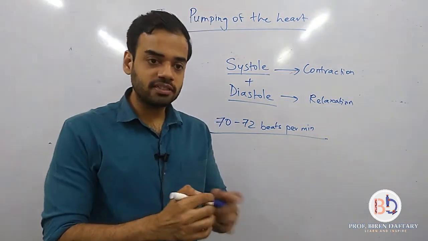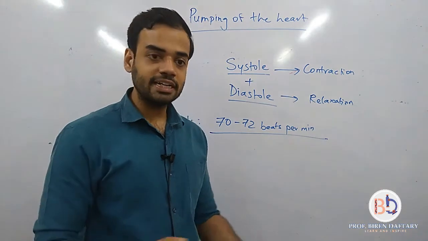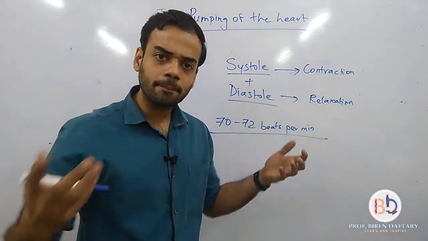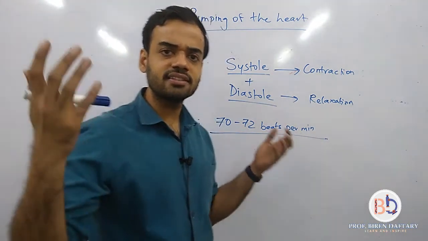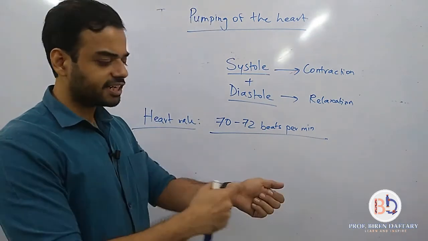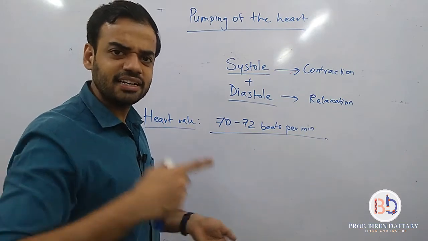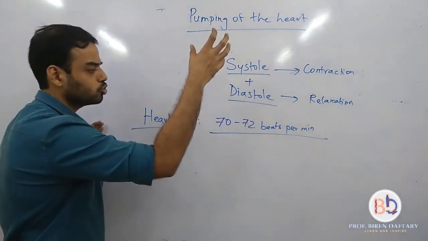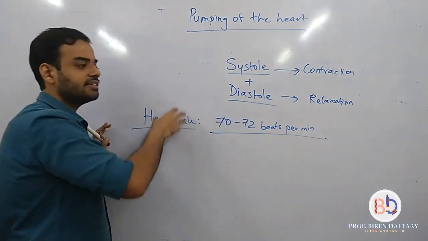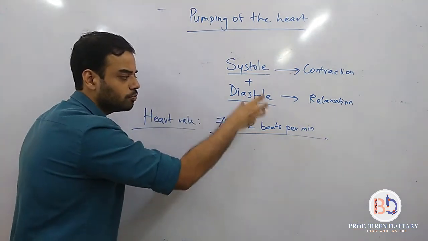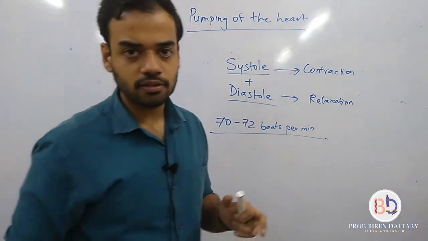Same thing when you measure by putting your index finger over here, it is called the pulse rate. Heart rate and pulse rate are the same thing. Pulse rate means how much blood is flowing through your radial artery. It is the same thing. Okay, so the heart rate is 70 to 72 beats per minute in a normal person.